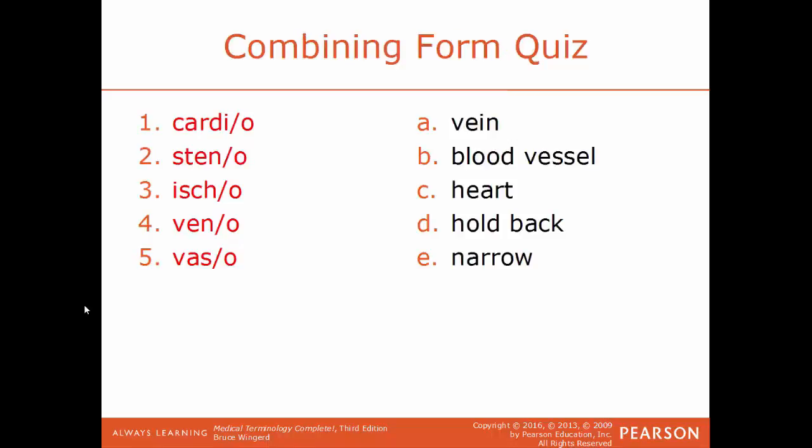All right, we'll end our chapter on the cardiovascular system with our combining form quiz. Terms on the left, cardio, steno, ischo, veno, and vaso. They'll match up with either vein, blood vessel, heart, hold back, or narrow. The first one, cardio, goes to heart. Steno goes to narrow. Ischo goes to hold back. Veno goes to vein. And vaso, blood vessel.